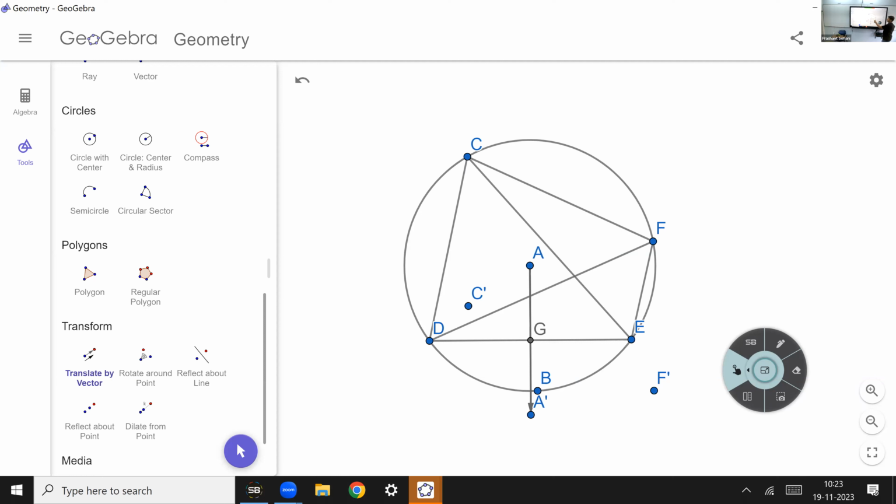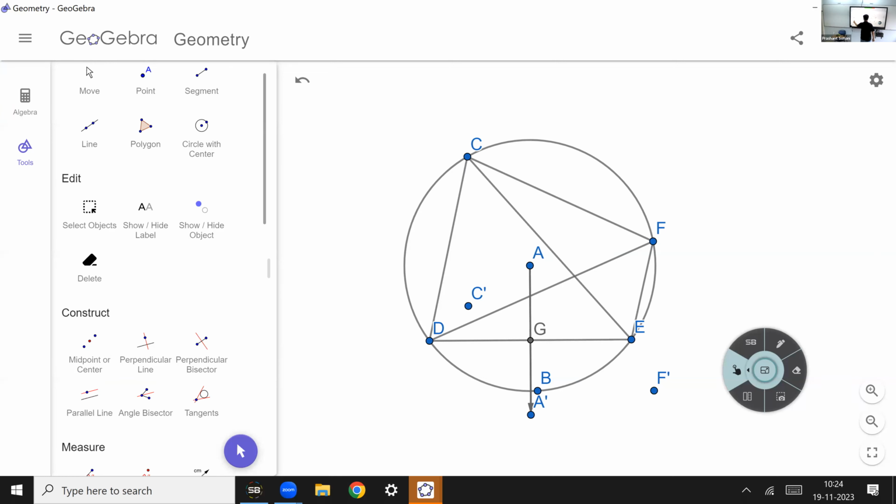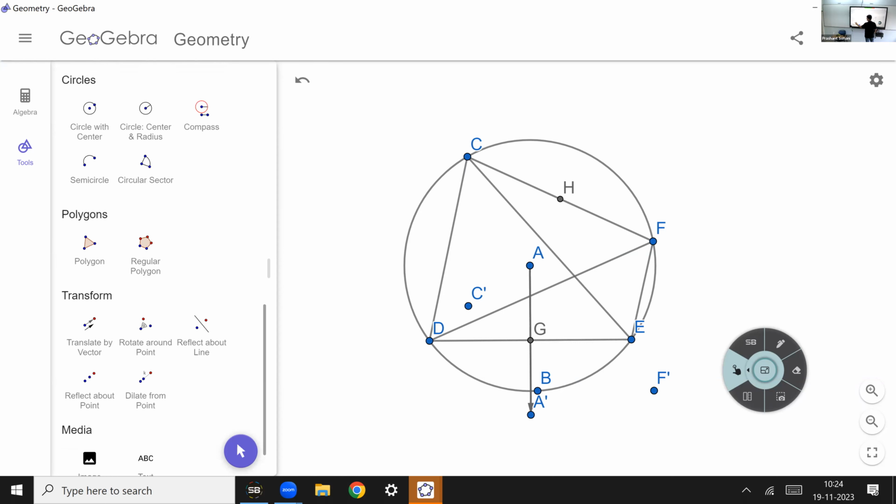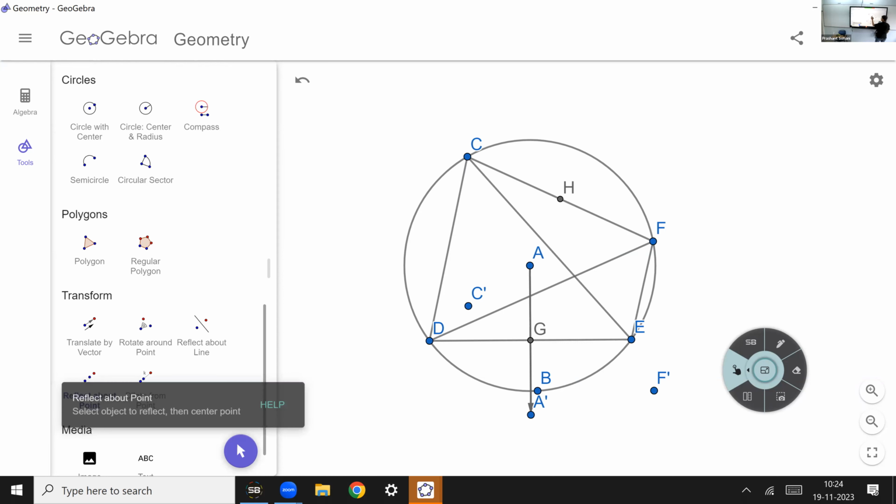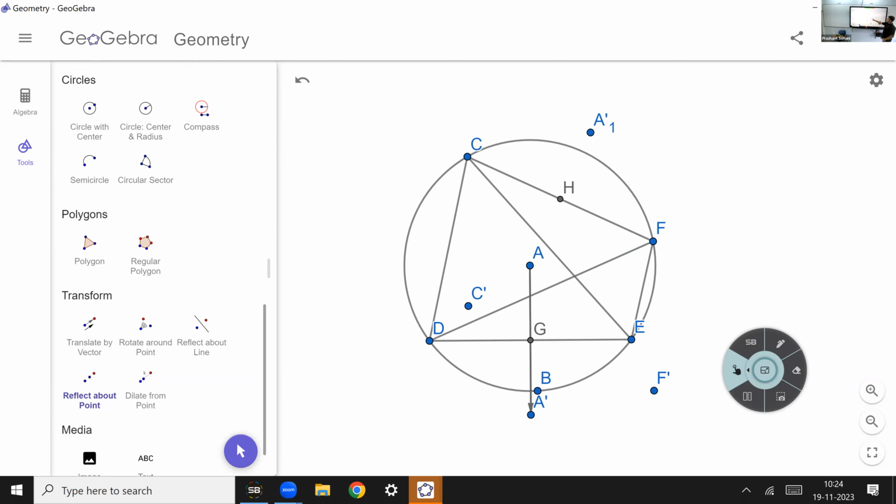Now let me obtain the orthocenters of the remaining 2 triangles. Which are the remaining 2 triangles? CDF and CEF. Right. So for that, let me take the midpoints of these 2 sides. AH is the perpendicular from the center to one side. So twice of AH will be the vector from D to that orthocenter and from E to that orthocenter. So again, let me construct it. Okay, so I've doubled the AH to A1 dash. That is the vector, and I'm going to apply that vector to points D and E.